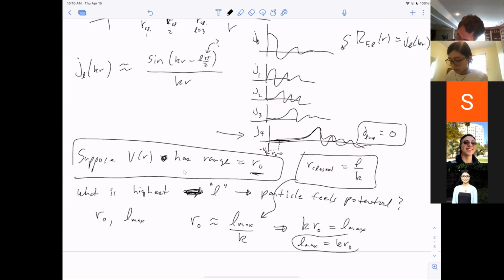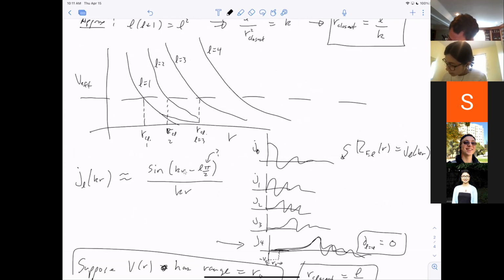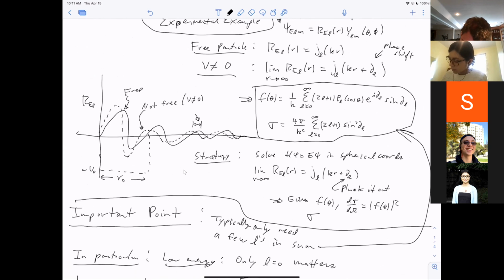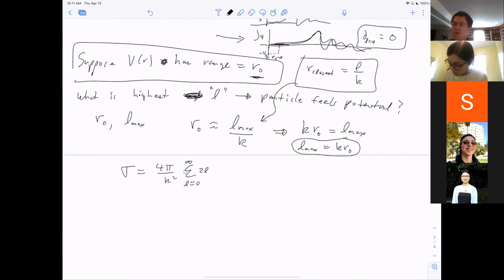So that means that when you do your sum, sigma is equal to 4 pi over K squared, the sum from L equals 0 to infinity of that little equation that we painstakingly derived, 2L plus 1 sine squared delta L. That means that for this sum, for the cross section, I don't need to sum all the way up to infinity. I only need to sum up to what? Tell me. L max? Yeah. Where L max is equal to K R naught.